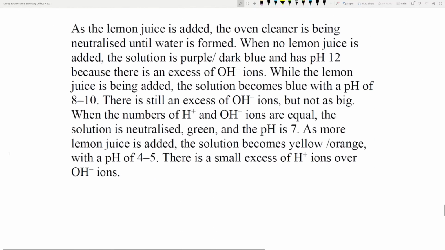Okay, so here you can see, here's the answer. You're going to see a neutralization reaction by making water. When no lemon juice is added, pH is 12, excess OH minus ions. When you're adding it, it becomes blue, pH 8 to 10, still more OH minus, but just not as big of a difference. And then when the concentrations are equal, you make a neutral pH 7. You add more, pH 4 to 5. Now you have more H plus ions compared to your OH minus ions.